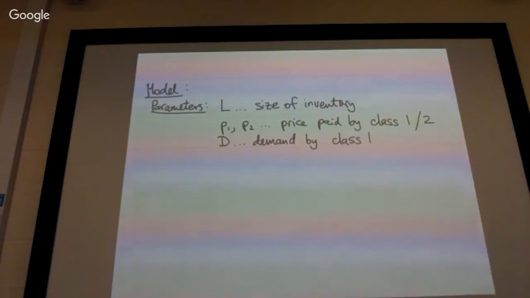The demand by class 2 is irrelevant. Okay, it's kind of okay. No, it's not negligible, but we don't need to know it in order to determine how much we should set aside for class 1, because that just doesn't depend on what the class 2 are doing. So this is a random variable.